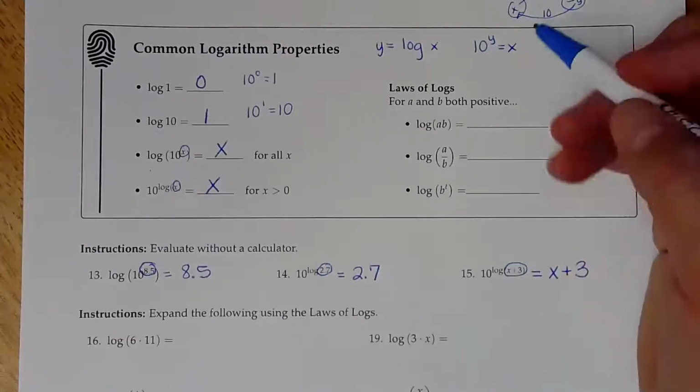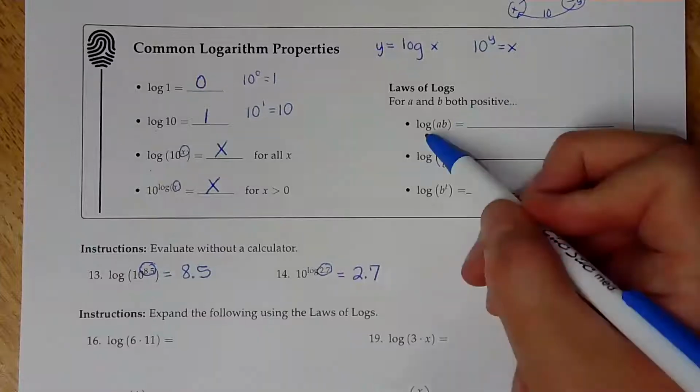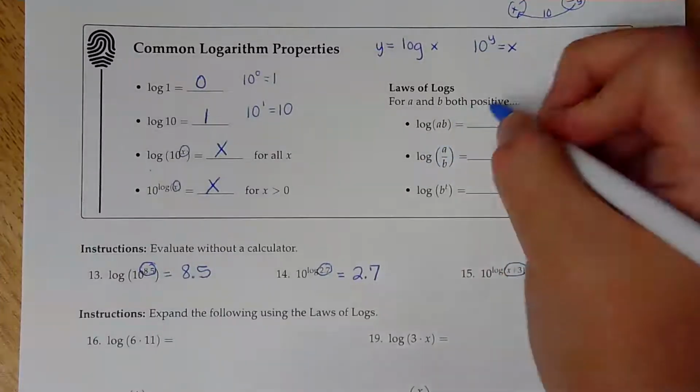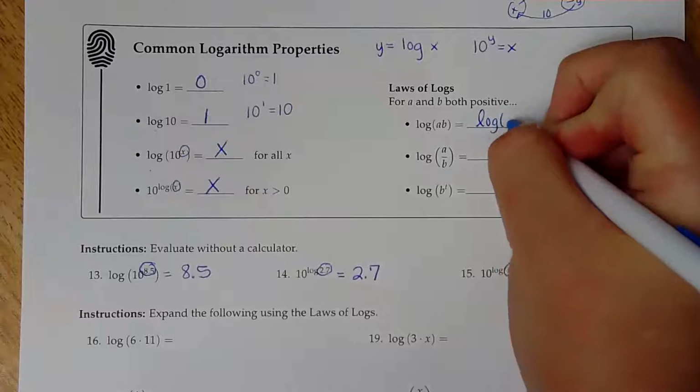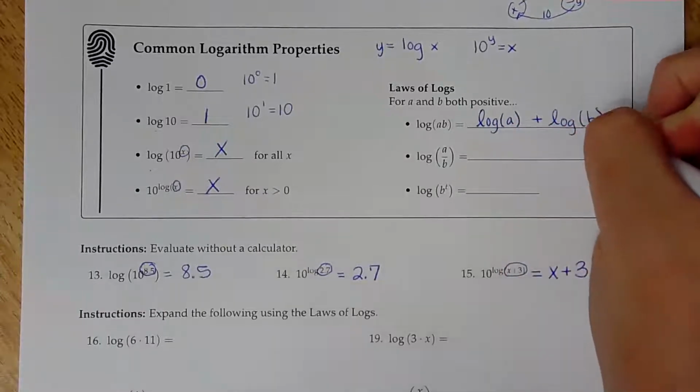Let's look at the law of logs. If a and b are both positive, then the log of a times b is equal to the log of a plus the log of b. So you can split them up with addition.